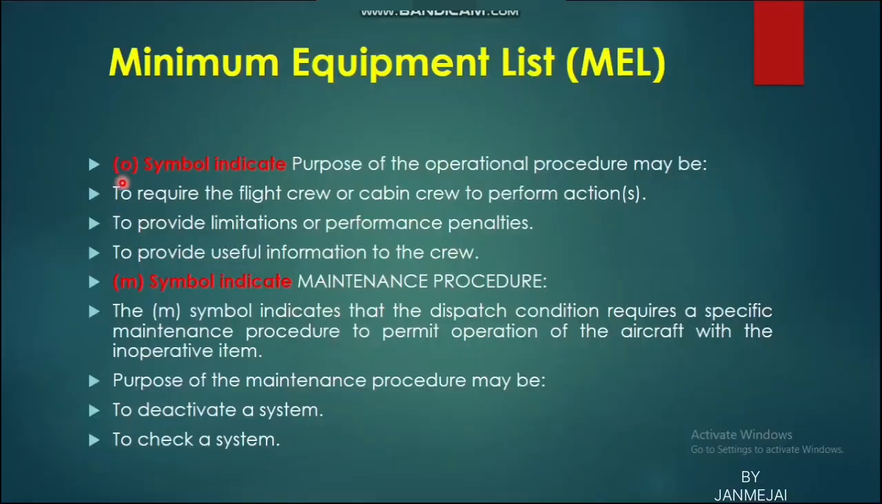Okay, so in an MEL item, you'll find there are two letters, O and M. O means operational procedure, M means the symbol indicating maintenance procedure. The O symbol indicates the purpose of the operational procedure may be to require the flight crew or cabin crew to perform the action. So this is part of the flight crew or cabin crew. Operational procedure will always be the part of the cabin crew or cockpit crew.